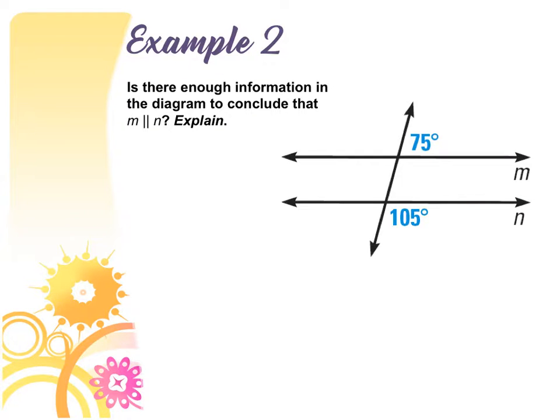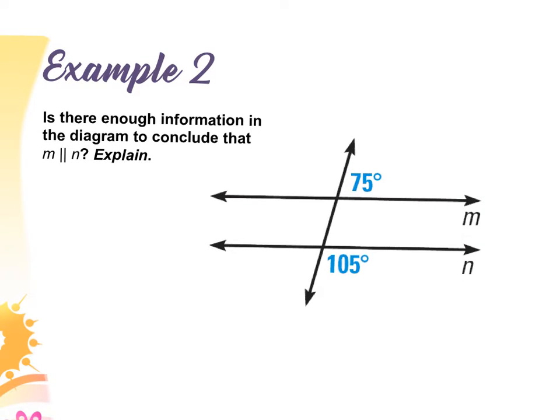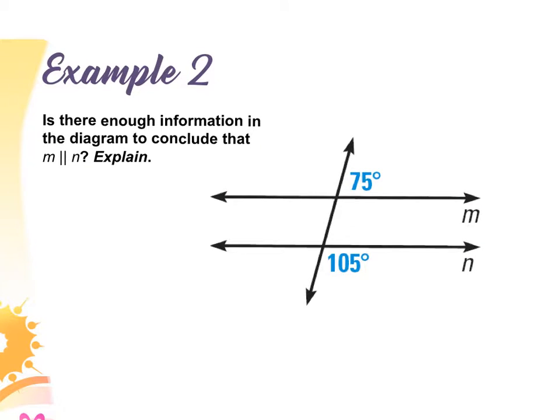Okay, example 2 says, is there enough information in the diagram to conclude that m is parallel to n? And then explain why or why not. So what's the relationship between 75 and 105? Do those 2 have a special relationship? Same side exterior. Is there such a theorem as same side exterior? No. So is there enough information to prove that those are parallel? No. Does that make sense?